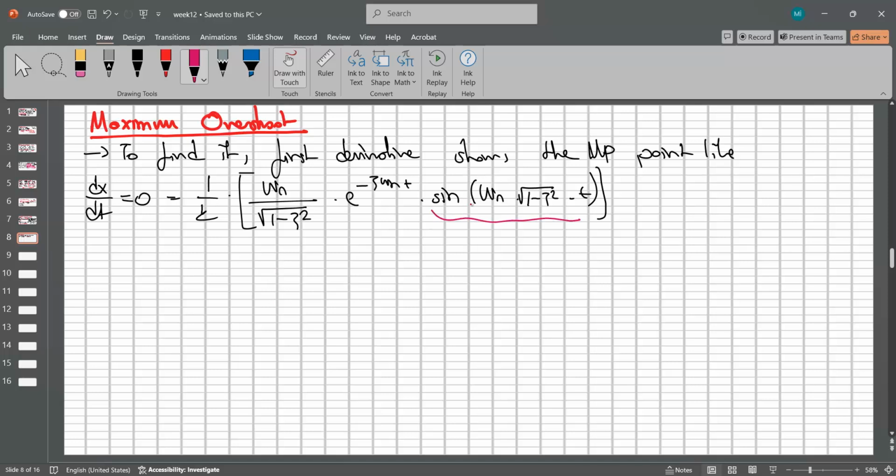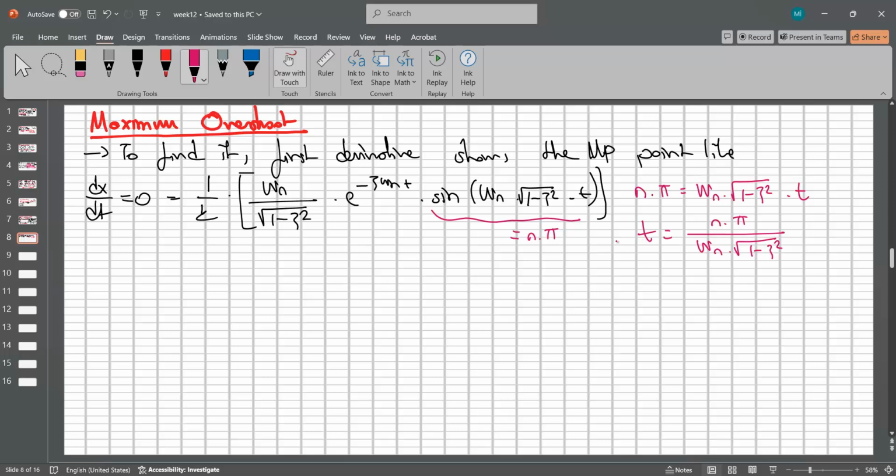And so, what is the value where the sine is equal to 0? This should be equal to n times pi, right? If we have the pi, sine always creates the 0. And so, if this is the case, we can write this. n times pi is equal to wn times the square root of 1 minus zeta square times t. Okay? And so this t is equal to n times pi over wn times the square root of 1 minus zeta square, right?